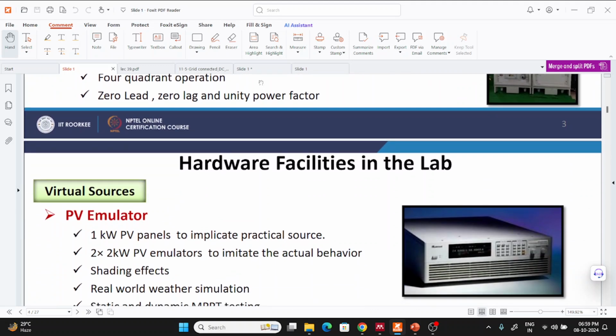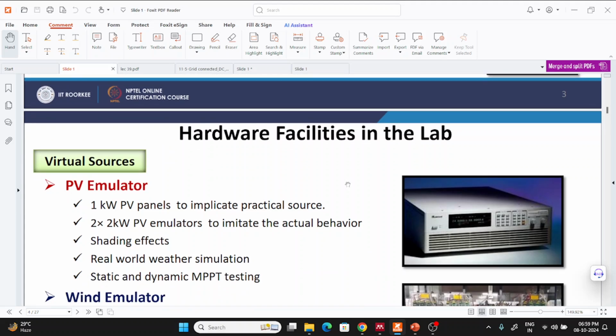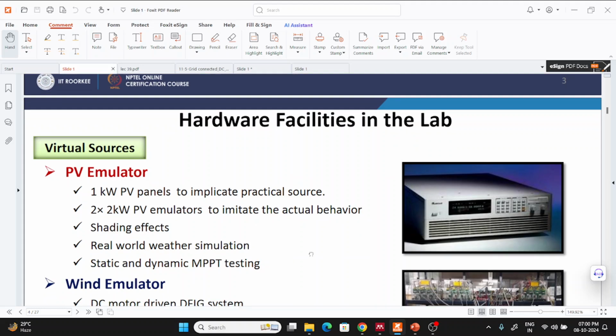Then comes the PV emulator. What is a PV emulator? It helps to emulate the working of a photovoltaic cell. Here you can see a 1 kilowatt PV panel, which can imitate the practical source and its actual behavior. Shading effects can also be introduced, so it can help in imitating how practical shading happens.